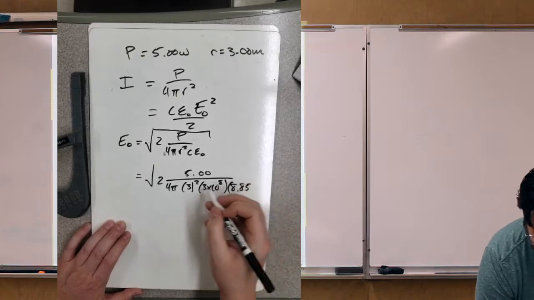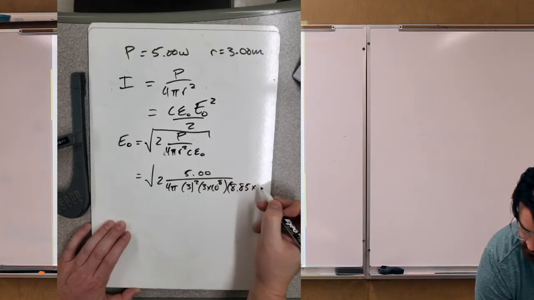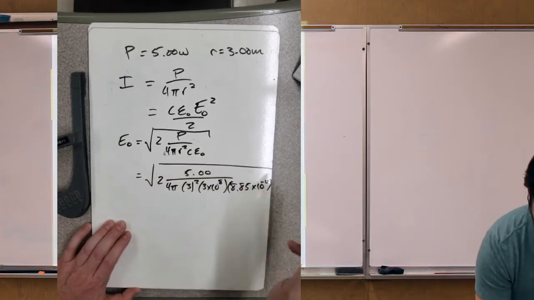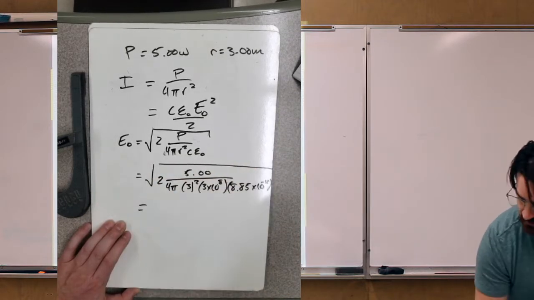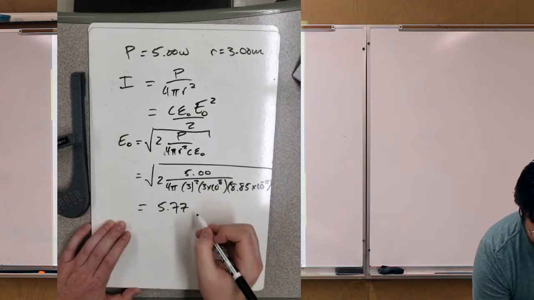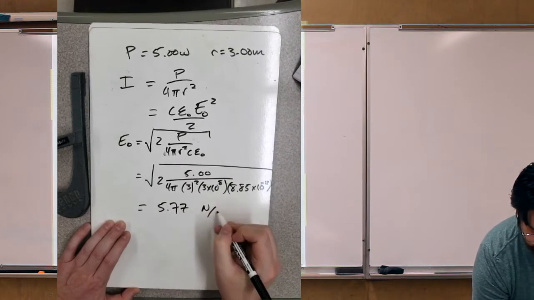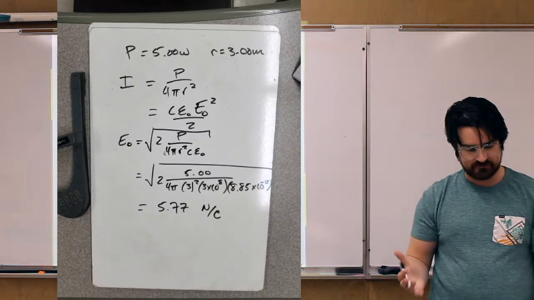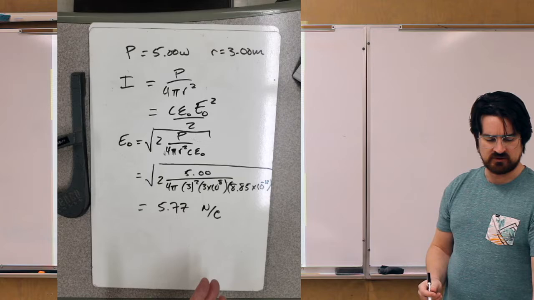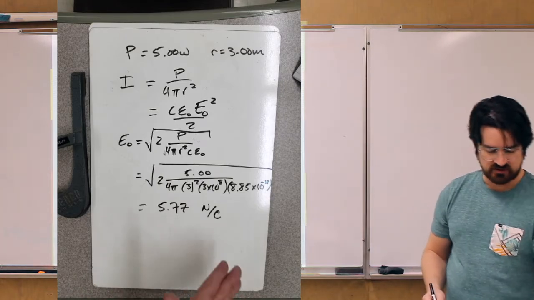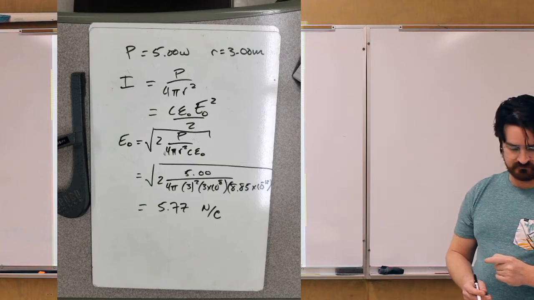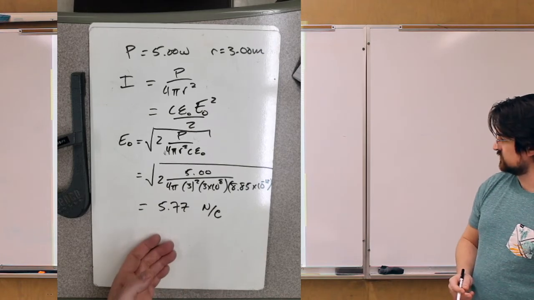And this is that electric permittivity of free space. There's a lot of units associated with it, but overall, we end up getting 5.77, and that is again going to be newtons per coulomb. There's other ways of writing the units of the electric field, but that's one of the more standard ways. So that's the electric field amplitude.